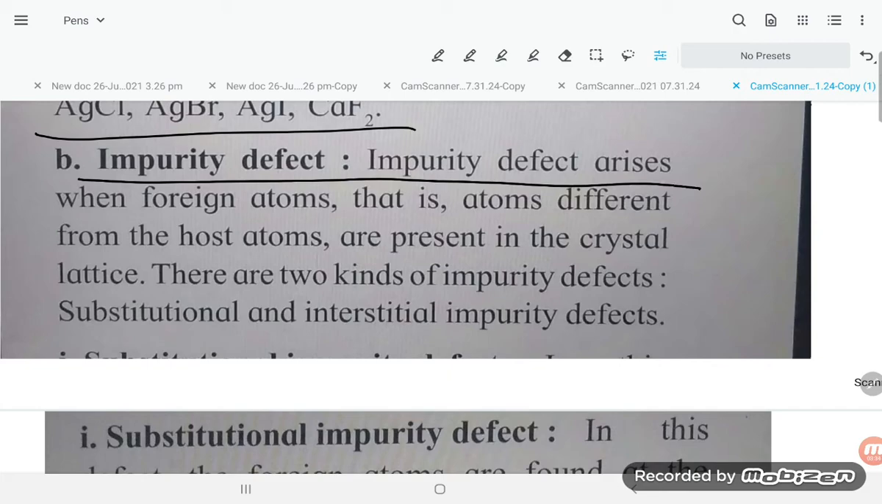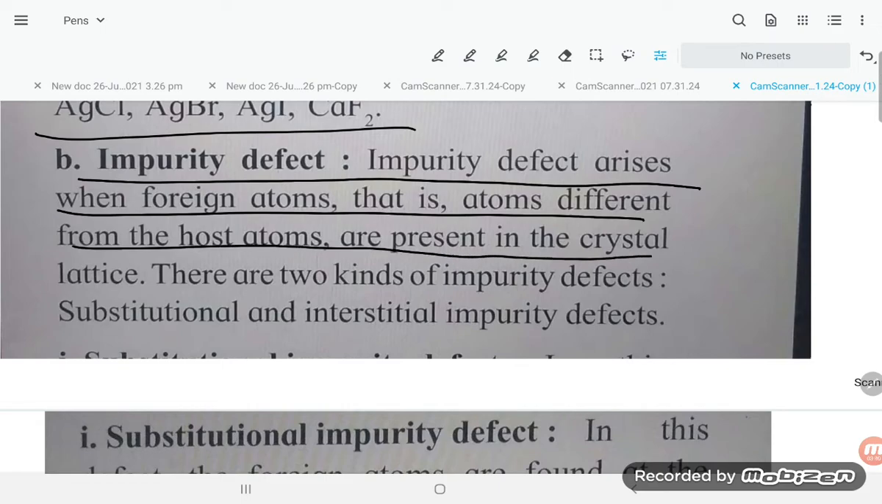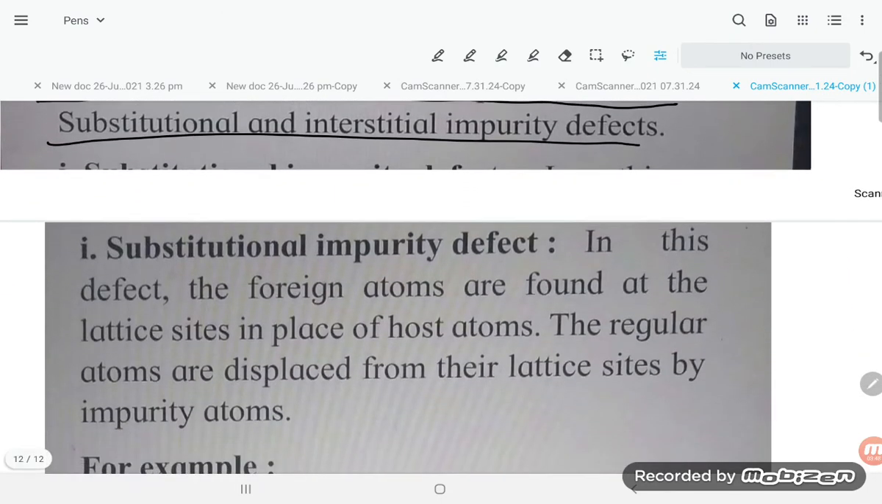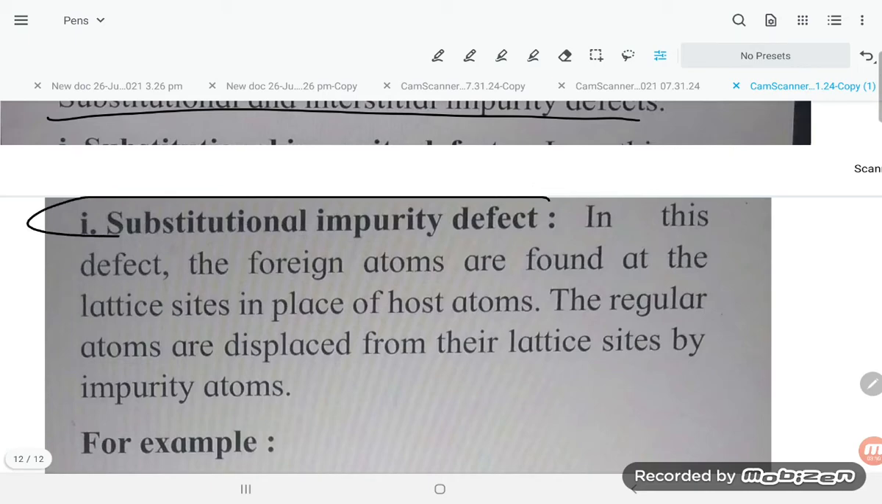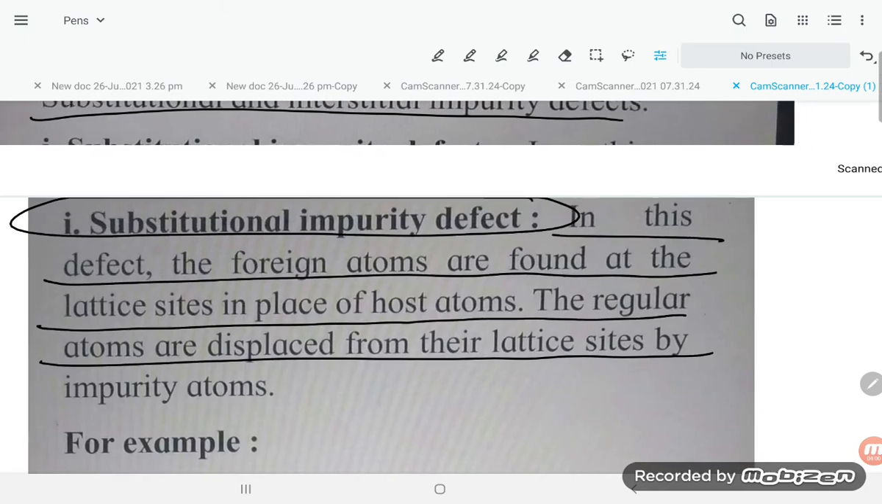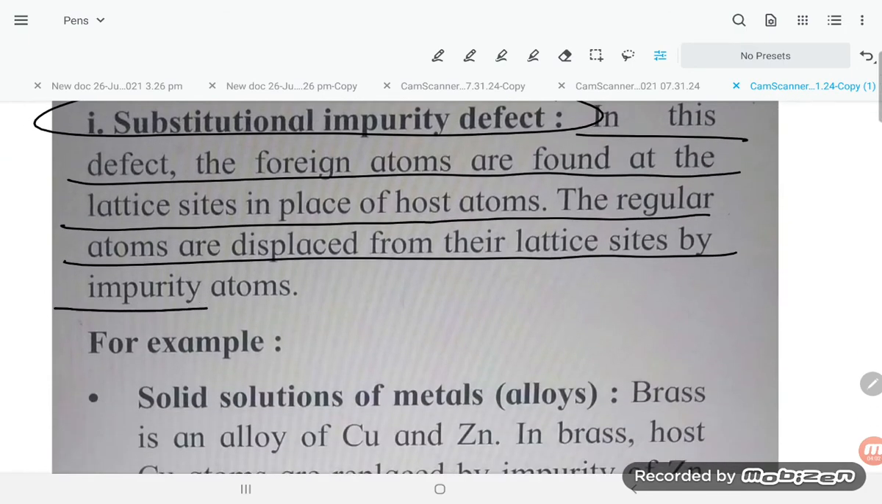Impurity defect. Impurity defect arises when foreign atoms, that is atoms different from the host atoms, are present in the crystal lattice. Therefore, two kinds of impurity defects are there: substitutional impurity defects and interstitial impurity defects. First, substitutional impurity defects. In this defect, the foreign atoms are found at the lattice sites of the host atoms. The regular atoms are displaced from their lattice sites by the impurity atoms.